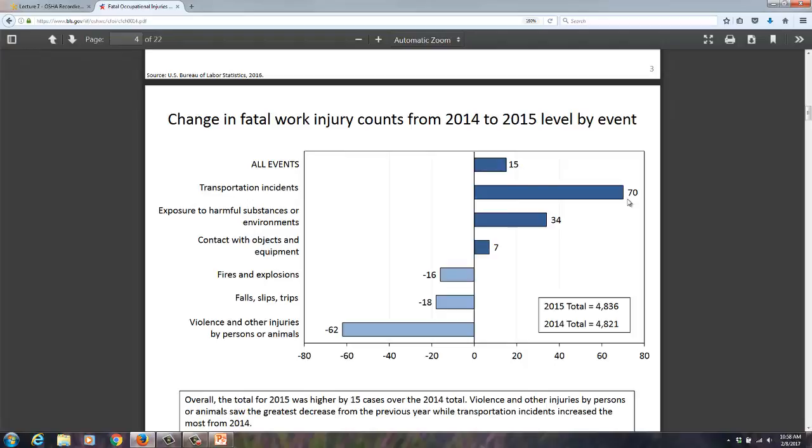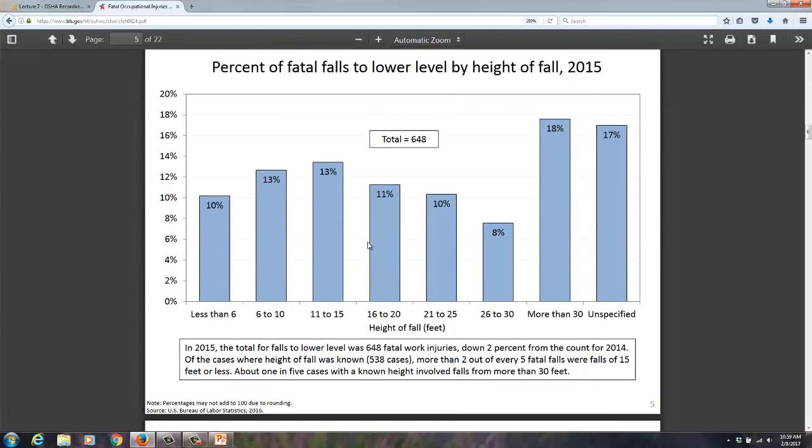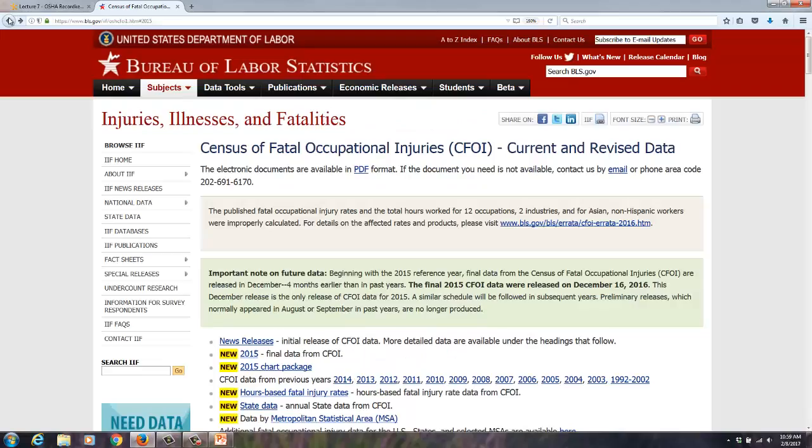Now, why did it go up? Well, we had 70 more transportation incidents, fatal incidents, than we did in 2014. So that's a lot of it. Exposure to harmful substances were also up. What was down a lot was violence. Then we had slips, trips, and falls, and fires. So it's just interesting to see from year to year, and maybe even over time, you could look that up, what that might be. So falls to lower level. This is just interesting stuff. So that's the fatality stuff, and I want you to play around with that.